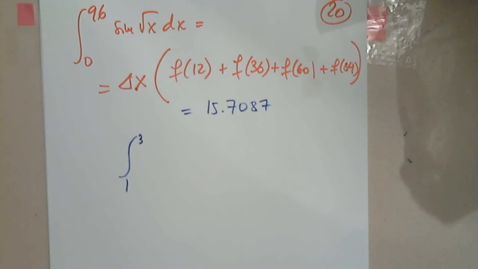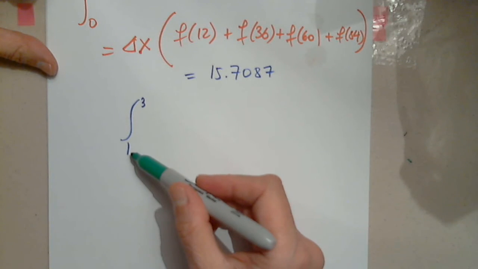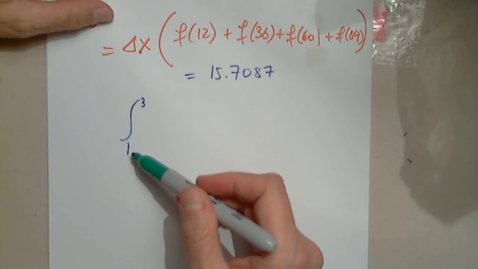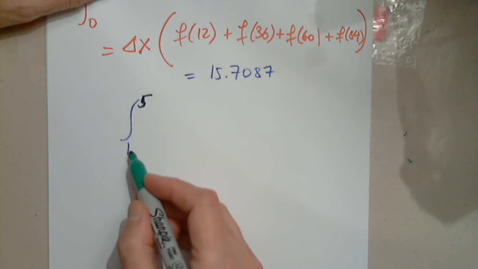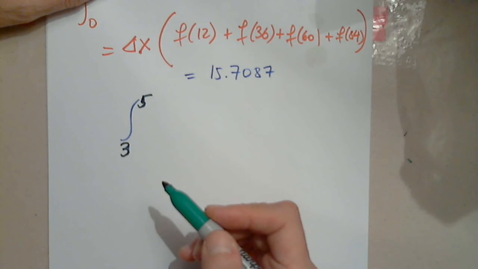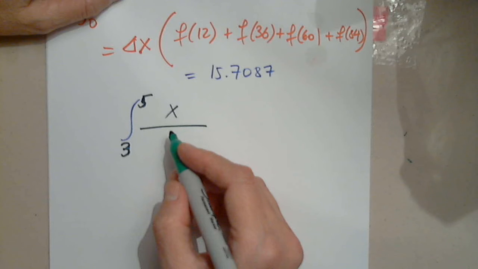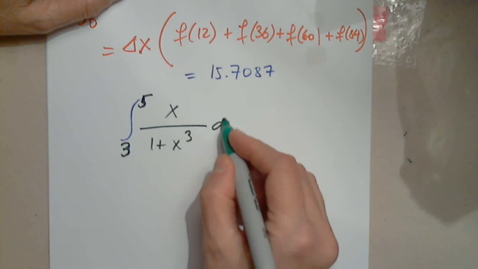Anyone? I'm sorry, problem 7. Who would like to give me their problem 7? I can. Okay, Sean, what is yours? You said it's express the integral as a limit? Yes. The upper limit is 5, the lower limit is 3, and it is x divided by 1 plus x to the third dx.